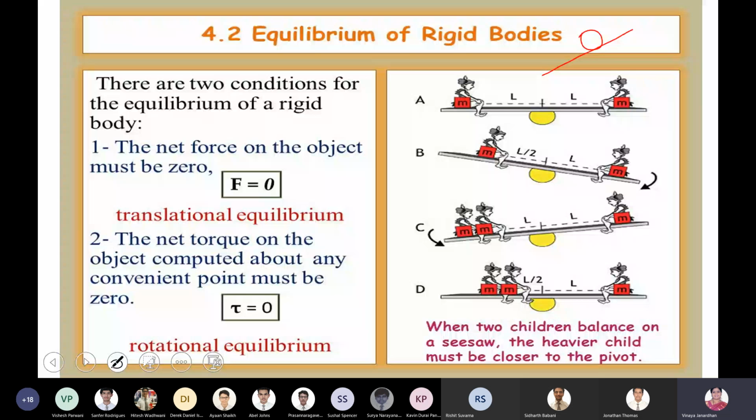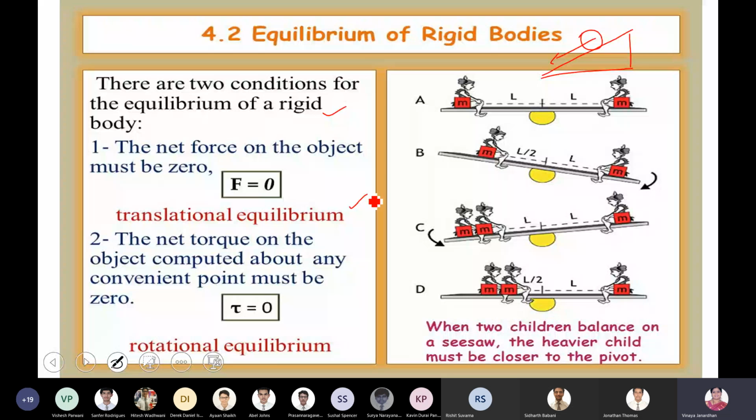So for the motion of a rigid body, there are two conditions for equilibrium of a rigid body. One is translational equilibrium: the net force acting on the object must be equal to 0. That is your translational equilibrium. For rotational equilibrium, the net torque acting on the object must also be equal to 0.